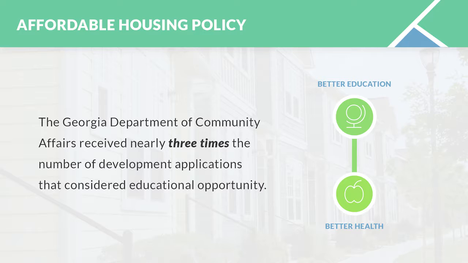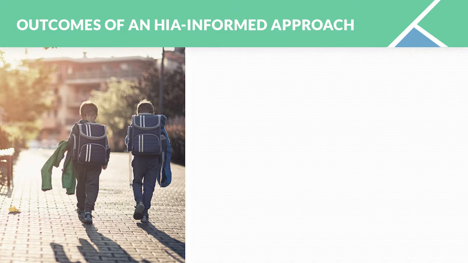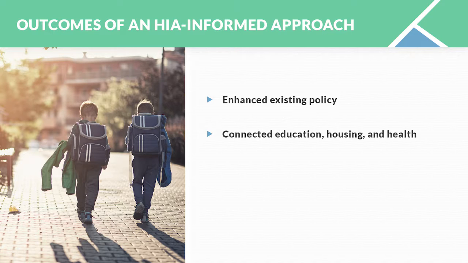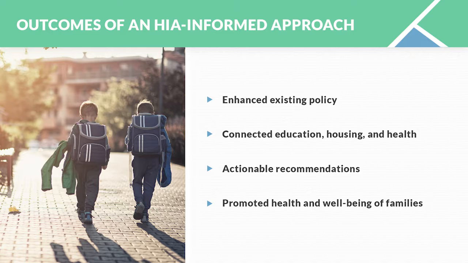Over time, children living in this housing may experience better educational outcomes and thus better health outcomes than they would have otherwise. In this case, the inclusion of a health perspective through HIA enhanced an existing policy in the housing sector. It made clear connections between education, housing, and health, and translated those connections into actionable policy recommendations. It also led to policy change that promotes investments in the health and well-being of families that go beyond a direct investment in a specific child health program.